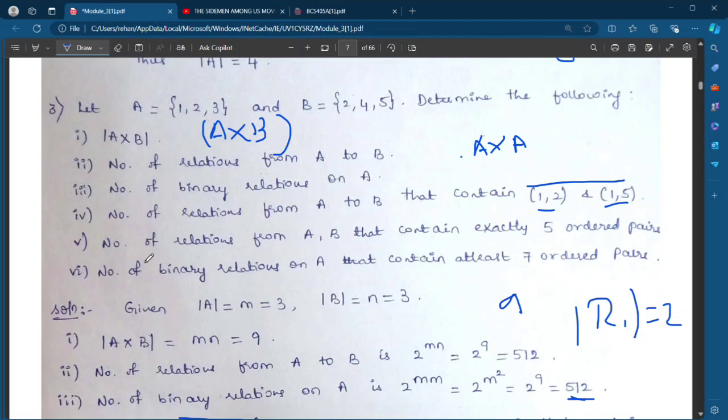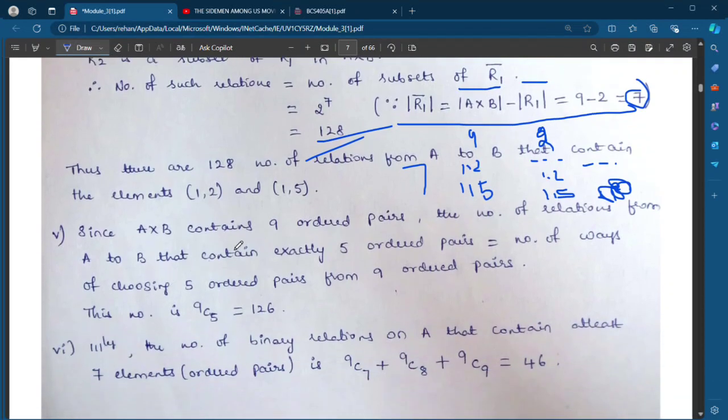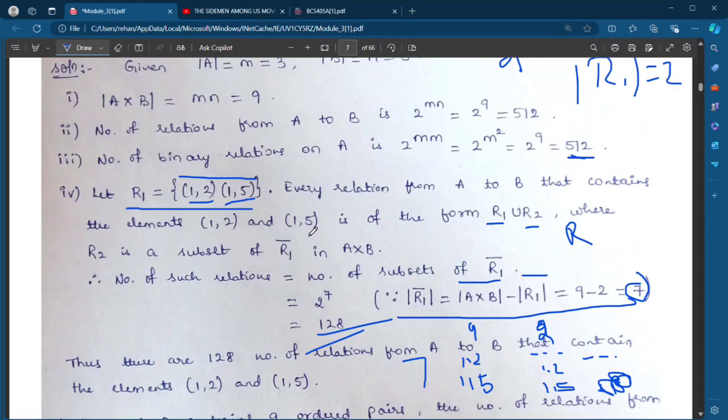Fifth one, number of relations from A to B that contains exactly 5 ordered pairs. Since A cross B contains 9 ordered pairs, the number of relations from A to B that contain exactly 5 ordered pairs is equal to the number of ways of choosing 5 ordered pairs from 9 ordered pairs. This number is 9C5. See here, total numbers I have 9. Don't forget that all the concepts of this module can be asked in different topics also.